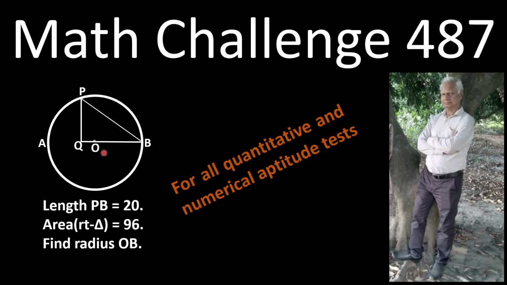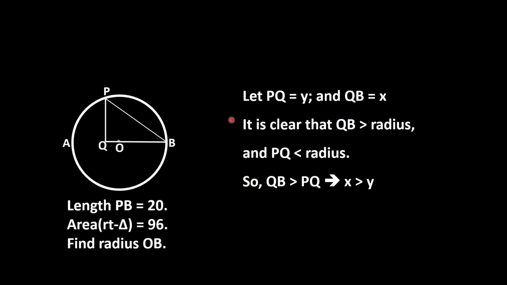We have to find the length of the radius OB. This right angle triangle has area 96 and the hypotenuse is 20 units. Let PQ be equal to Y, and let QB be equal to X.